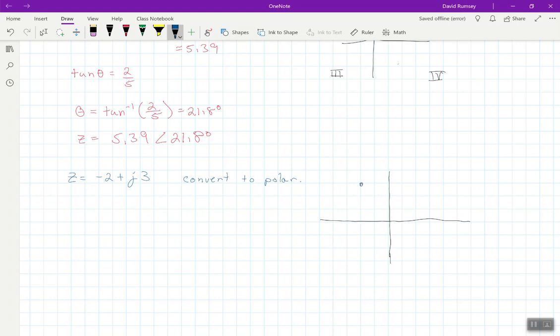But I'll go ahead and be precise here. -2 plus j3. The key thing is this is in quadrant 2. Okay? That's going to be important when we find the angle. And we'll see in a second what's going to happen.